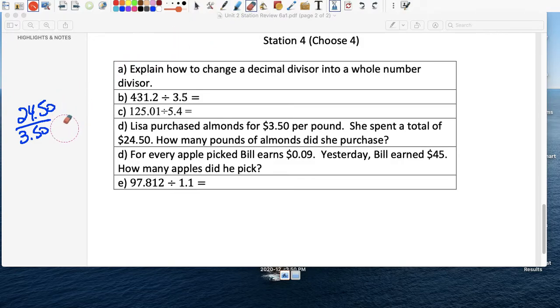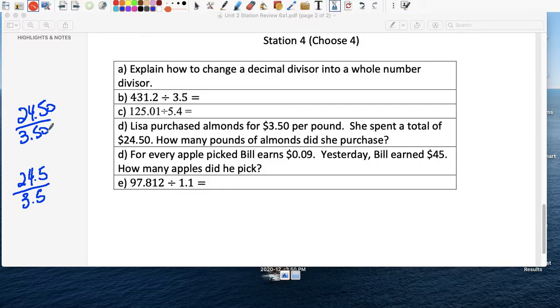So here, oops, I forgot. The one thing we could do, instead of writing 24.50, we can write 24.5. That 0 can disappear. And the same thing with 3.50, you can write it as 3.5.